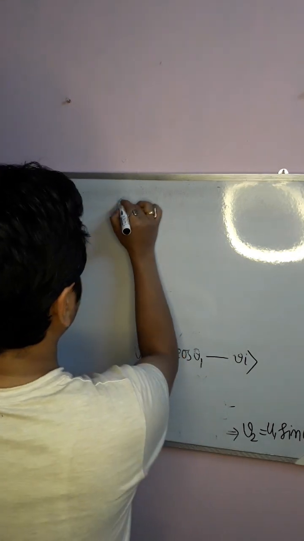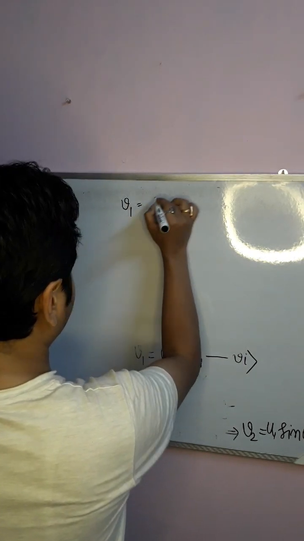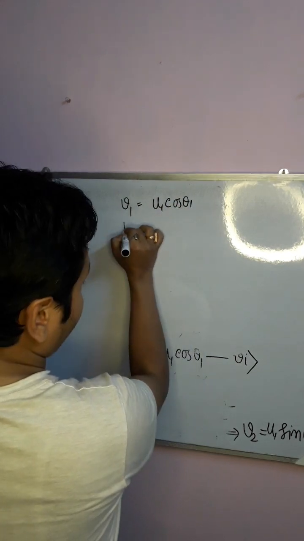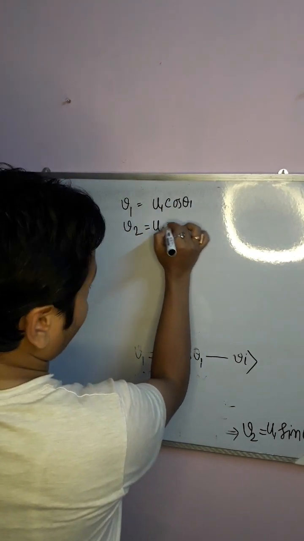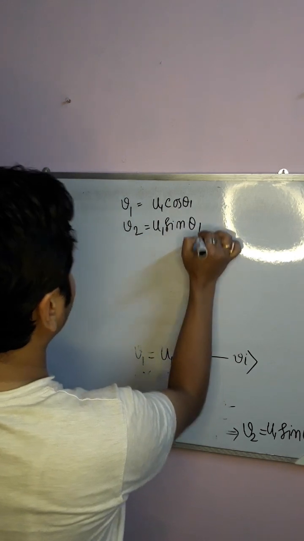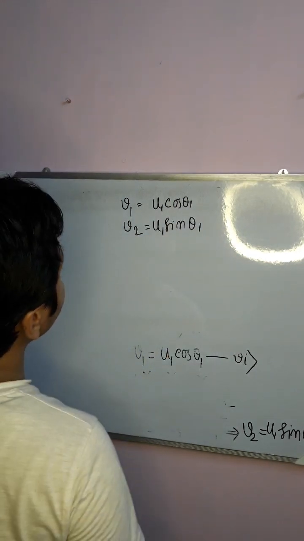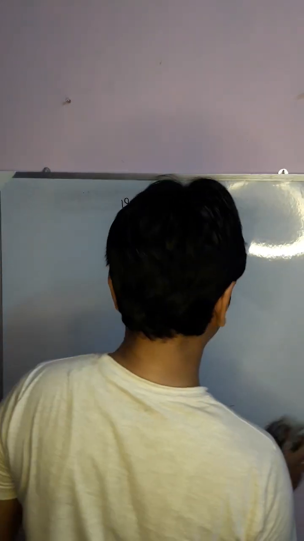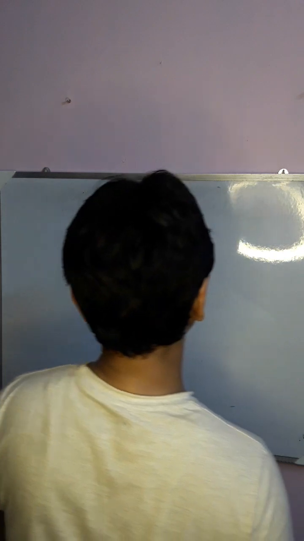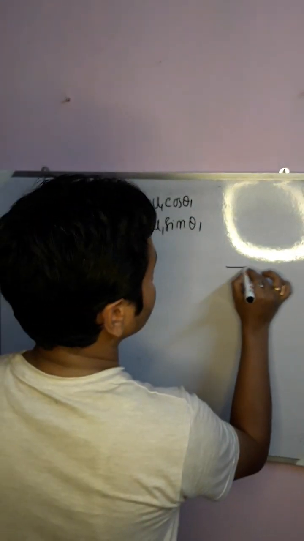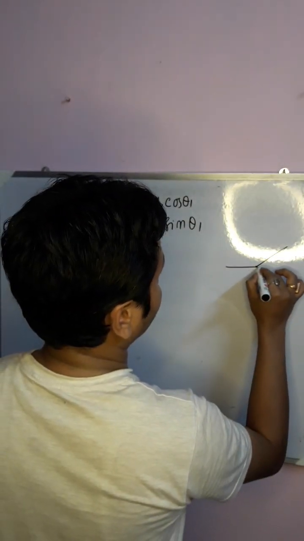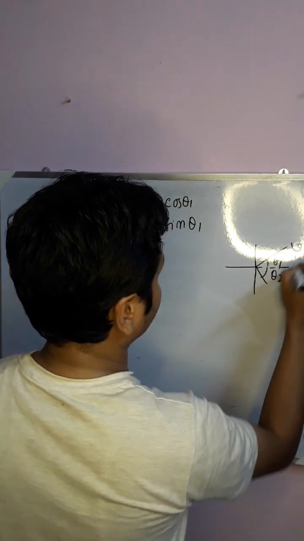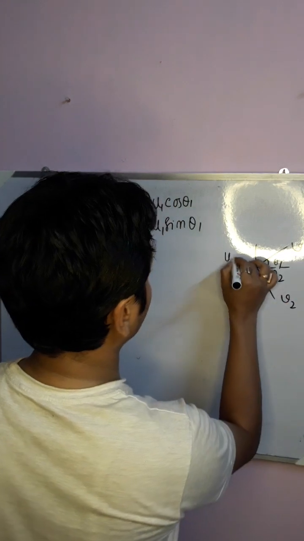So we get v1, this is simply u1 cos theta 1, and v2, this is simply u1 sin theta 1. Now this is the picture. This is theta 1, this is theta 2, v1, this is v2, this is u1.